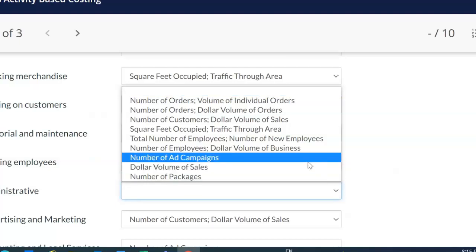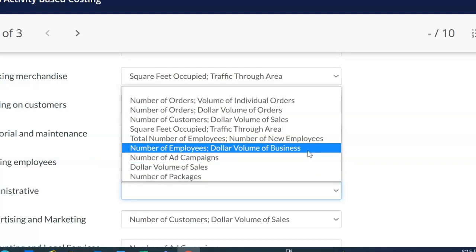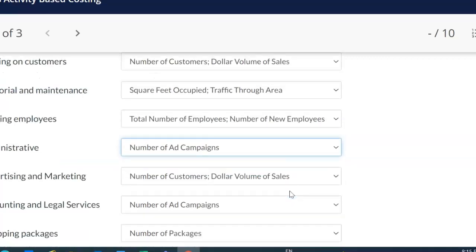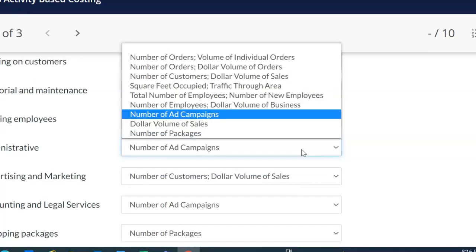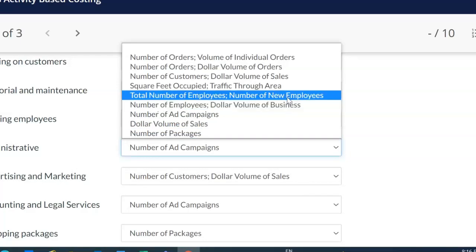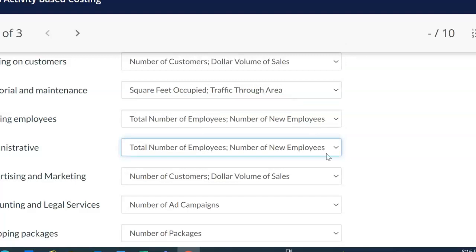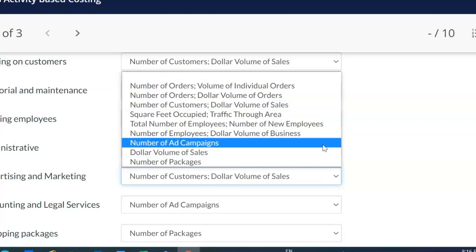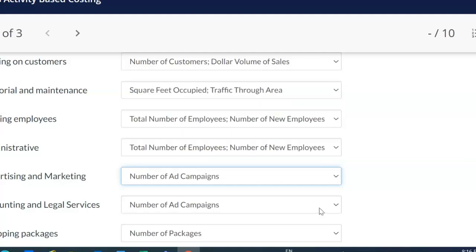And advertising. No, what did you get for administrative? Number of employees. Dollar volume of sales, maybe, or campaigns. Number of ad campaigns. Are we talking administration? Oh, okay. No, sorry. For the administrative, I think number of employees and new employees. Wouldn't it be dollar volume of business? Yeah. Okay, administration, advertising, and marketing. Campaigns, ad campaigns. I don't know. What are the choices? Number of orders, number of customers, square feet. It might be number of packages sometime. It's confusing. Accounting, it would be dollar sales. No, it'd be more dollar sales.